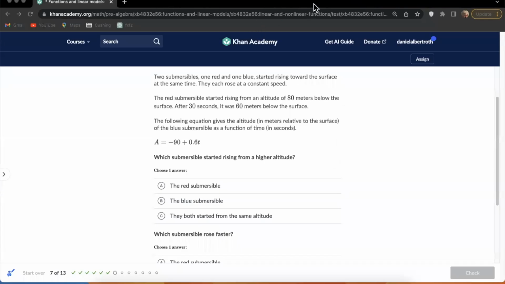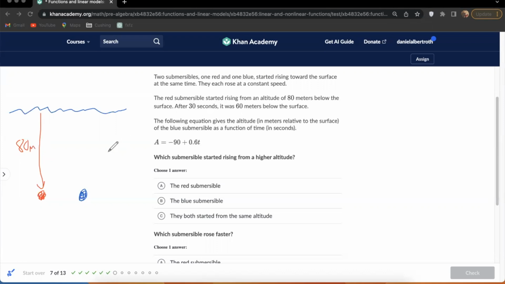So this question says, there are 2 submersibles, one red, one blue, that started rising towards the surface at the same time. They rose at a constant speed. So we have a red submersible and a blue submersible. Because they're submersible, I think that means they're probably underwater. They're being submersed. So they're down here, red and blue. And it says the red submersible started rising from an altitude of 80 meters below the surface. So currently, it is 80 meters below. So this is a distance of 80 meters.